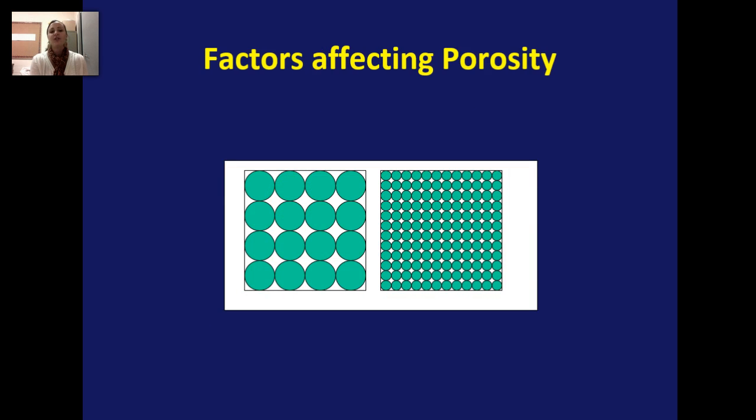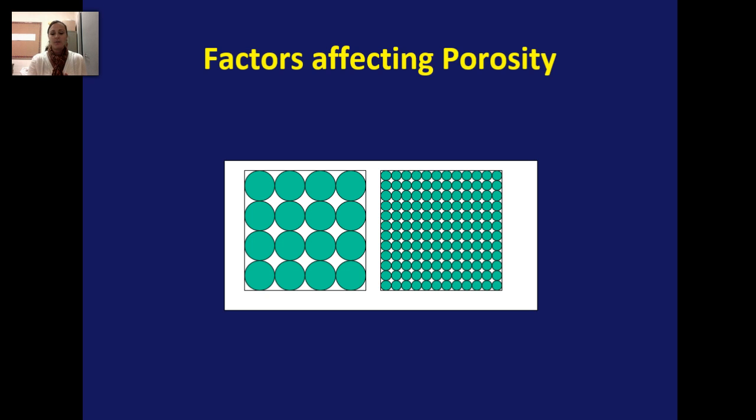So when we continue to talk about porosity and we think about the pore spaces, we look at two samples like this. This is the same size parcel of material. One is sorted with large particles and one is sorted with small particles. So which one will have the greater porosity?